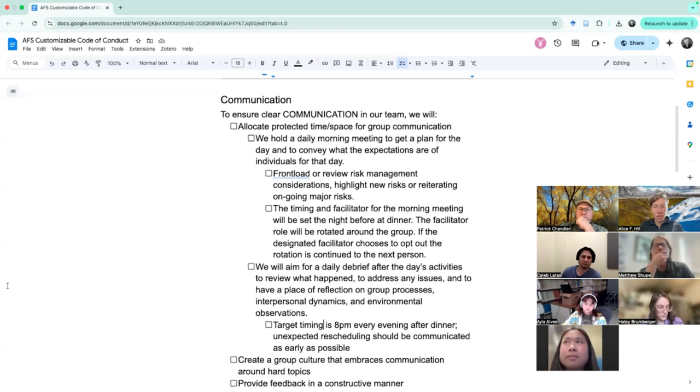I've edited the statement to read, we'll aim for a daily debrief after the day's activities to review what happened, to address any issues, and to have a place of reflection on group processes, interpersonal dynamics, and environmental observations. Target timing is 8 p.m. every evening after dinner. Unexpected rescheduling should be communicated as early as possible. Does that sound good, everyone? Can I get twinkle fingers or thumbs up? Yeah. Okay, cool. I think this is a really strong framework to outline our needs around group communication spaces. Is there anything else on your minds on this topic, or are we okay to move on? Good. Okay. Let's keep rolling.